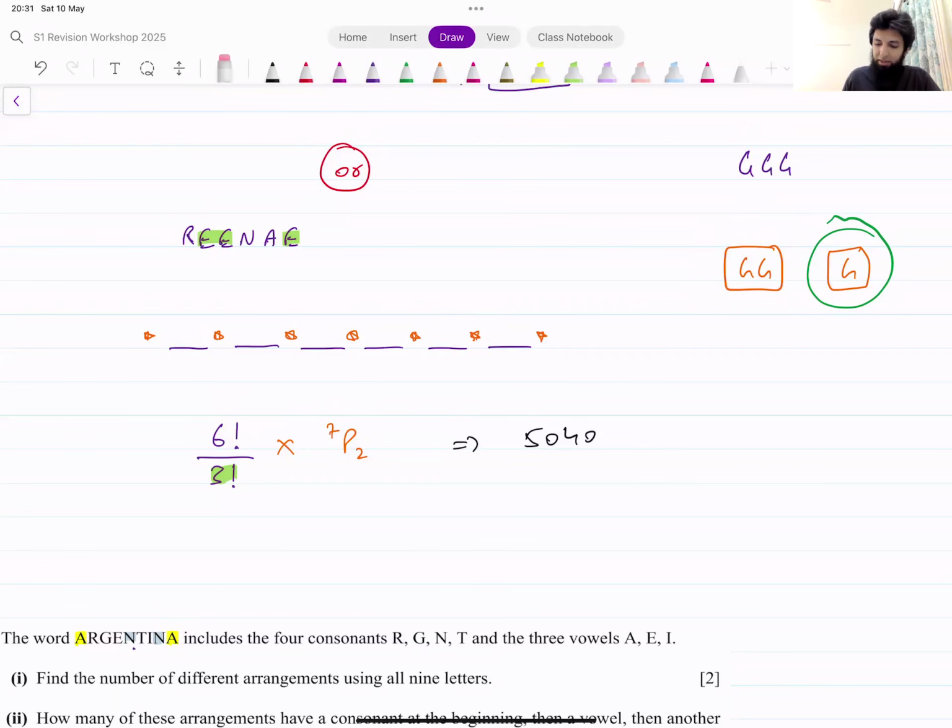If we're talking about arrangements of the 2 G's, that doesn't matter. They're identical to each other, so why would we arrange them? Even if we were to arrange them, we would say 2 factorial, but then both of them are identical, so we divide by 2 factorial. It doesn't make any difference. Now, within the box, of course, they're identical, so they're not going to be arranged.